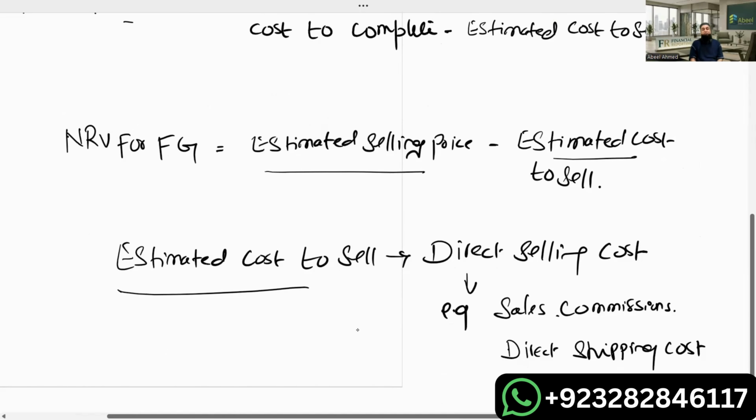Now listen, when we say estimated cost to sell, it is a direct selling cost. It means that in order to have the sale, I have to bear that cost. For example, giving a commission to the sales team, which could be on a per unit sold basis. That is a direct selling cost. Without that, I simply cannot have the sale. So direct selling cost, for example, sales commission or direct shipping cost, etc. If there is any direct selling cost, I have to deduct that as well. Now let's see the question.